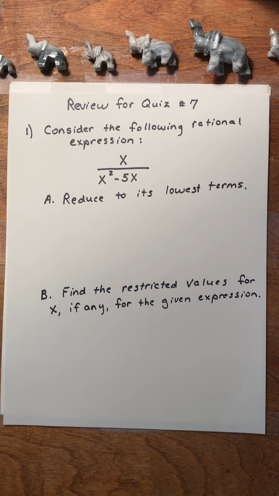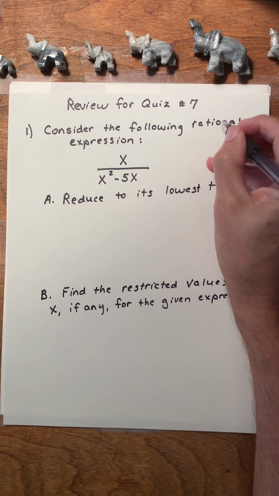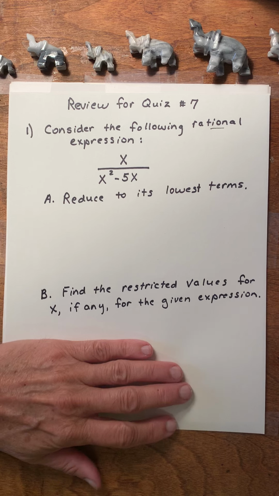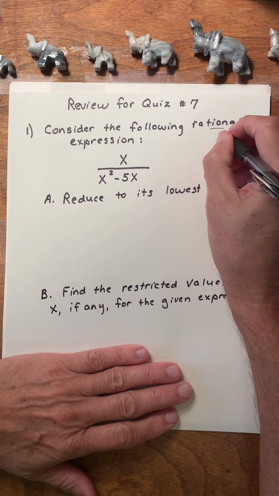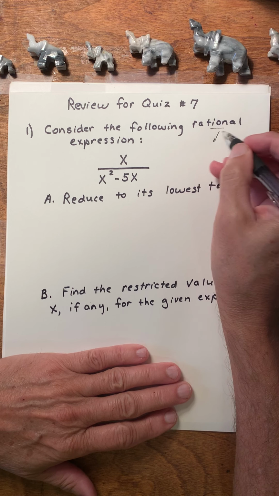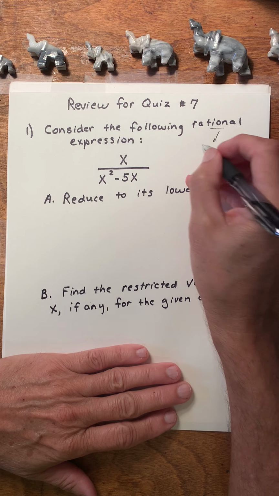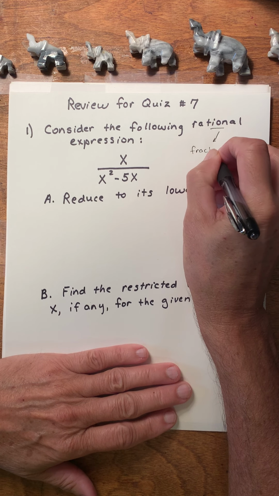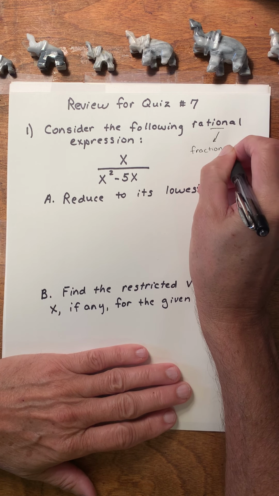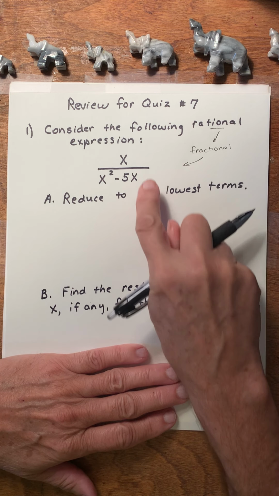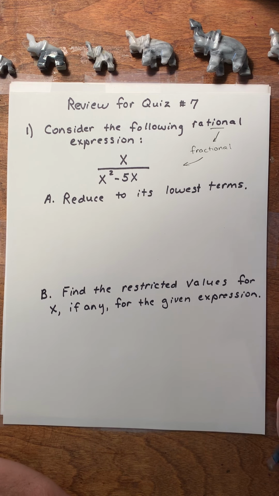First question. Consider the following rational expression. Now, one thing you should know about this word rational, which may seem a little bit ethereal, is that it's really very commonplace. A good synonym for rational is fractional. So if we're talking about a rational expression, we're talking about a fraction. It's that simple.